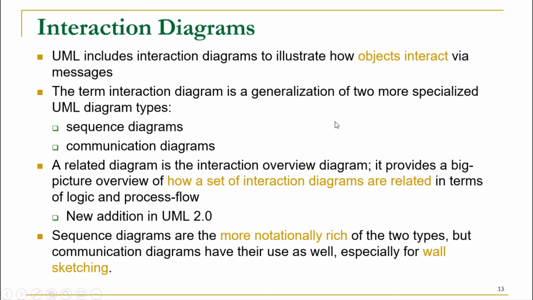In UML, to show the interaction of the objects, we can use the interaction diagrams. For interaction, there are two specialized UML diagram types, namely sequence diagrams and communication diagrams. One more addition in UML 2.0 is the interaction overview diagram, which we are not going to discuss in this lecture. Out of the sequence and communication diagrams, we are going to focus more on the sequence diagrams, as they are more notationally rich and very expressive.